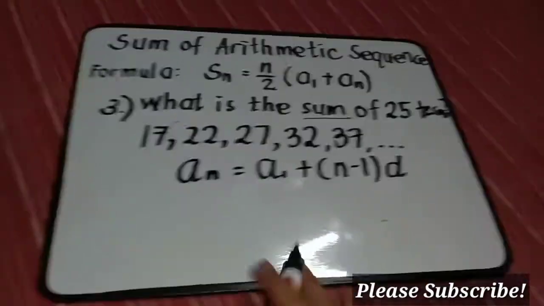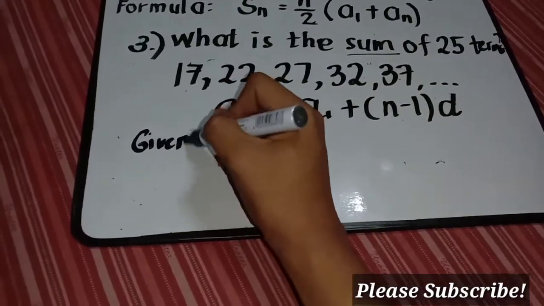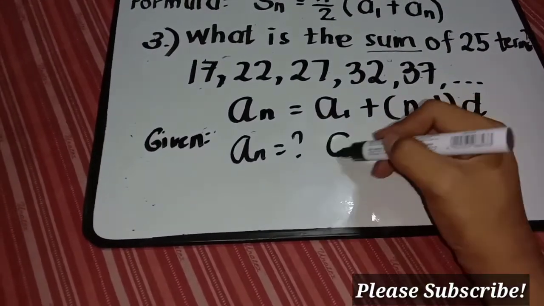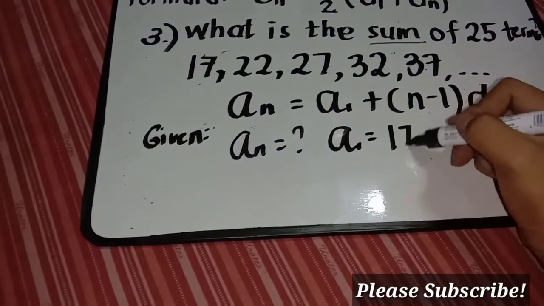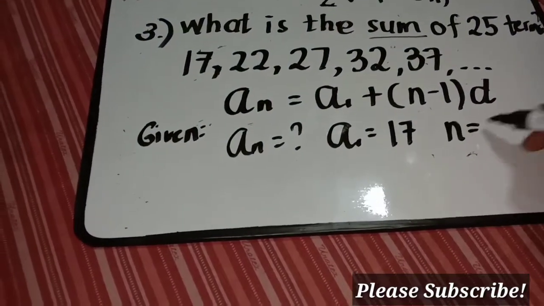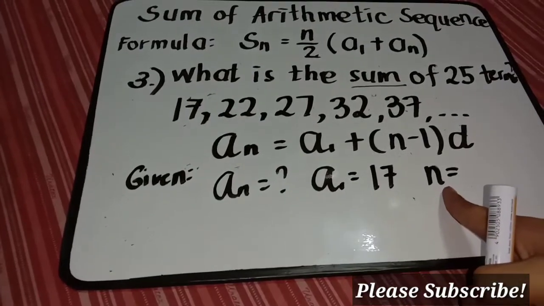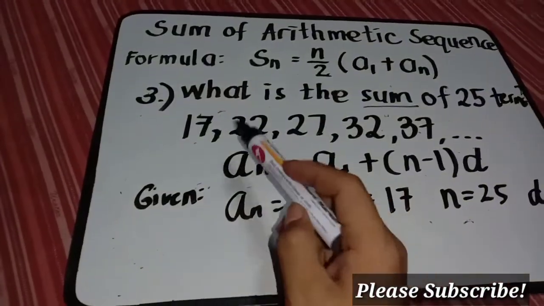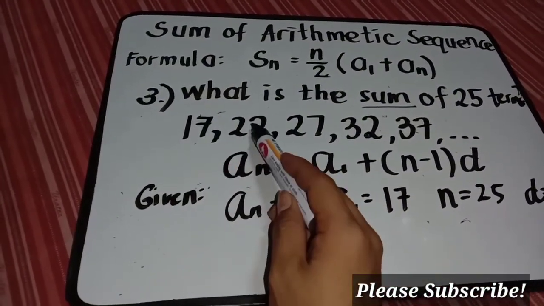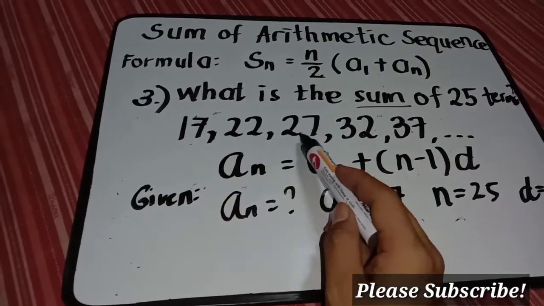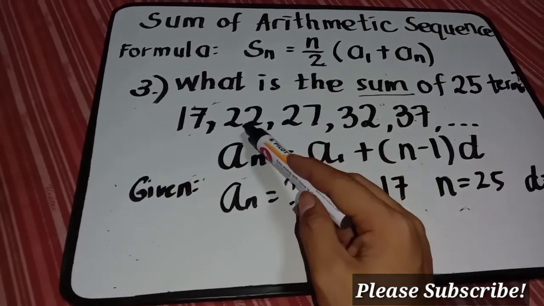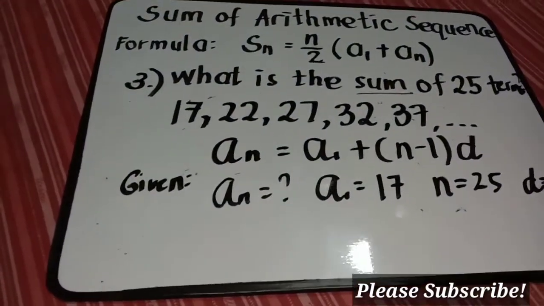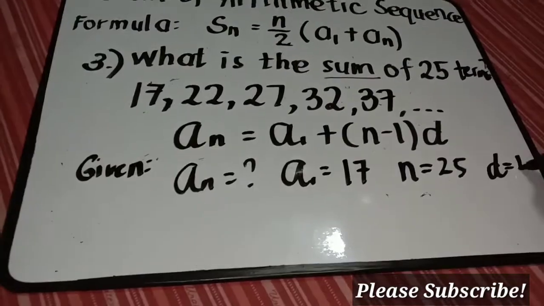So, para magawa natin yan, hanapin natin yung mga given. Okay. So, a sub n natin is missing. A sub 1 natin, which is the first term, is 17. Our n is the number of terms. The last term, which is 25. And then, common difference. So, paano mahanap yung common difference? The difference between the second term and the first term. So, 22 minus 17 is 5. Tignan natin, check natin kung pare-pare silang 5. 27 minus 22 is 5 pa din. 32 minus 27 is 5 pa din. 37 minus 32 is 5 pa din. So, our common difference is 5.